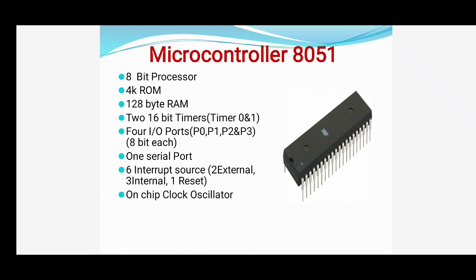It has an 8-bit processor, which means it can process 8-bit long data. Next, it has 4K ROM. ROM means read only memory, and 128 byte RAM. RAM means random access memory. Inside it, if we need more memory space, then we can connect external memory to the microcontroller.